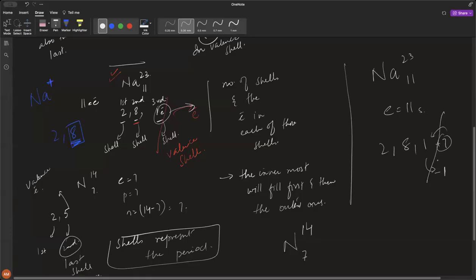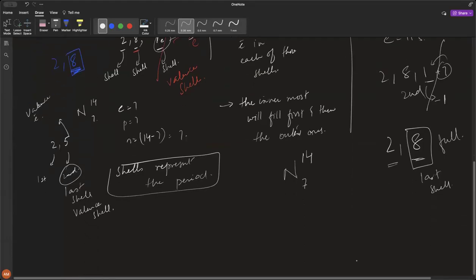Shells are just imaginary lines where the electrons are found. Now when this electron has gone, there is no more shell, so it is only left with two shells, and the second shell has now become the last shell and it is full. This being full has given sodium its stability, but it has to pay a price. It has become an ion now. This is what we are talking about. You get it?